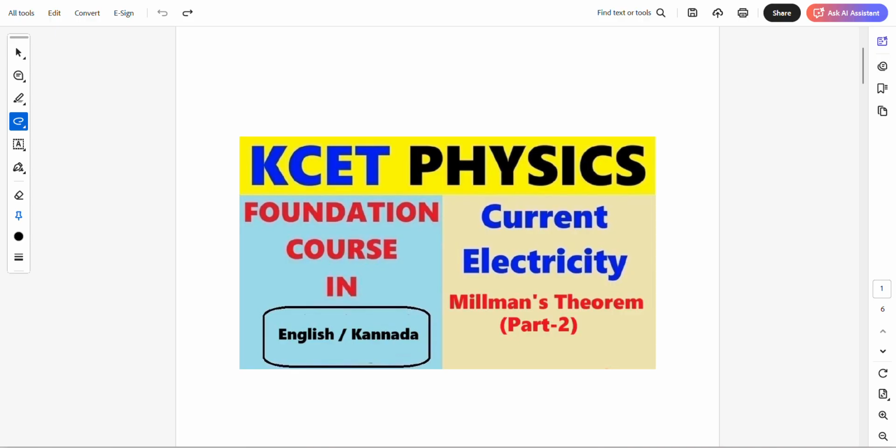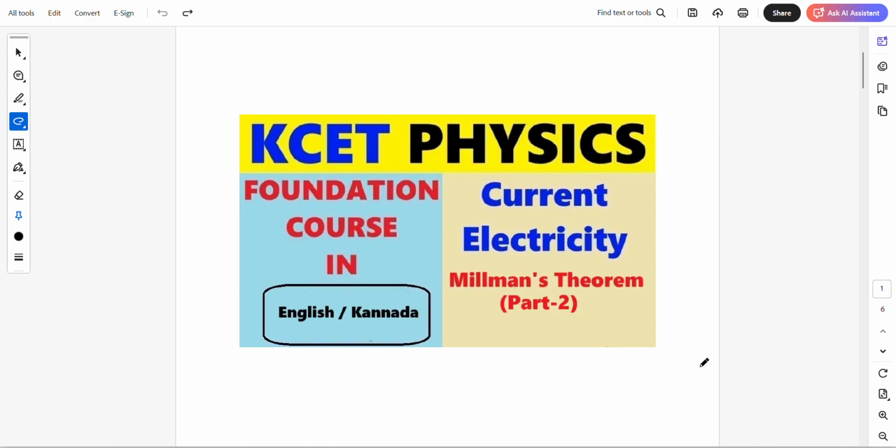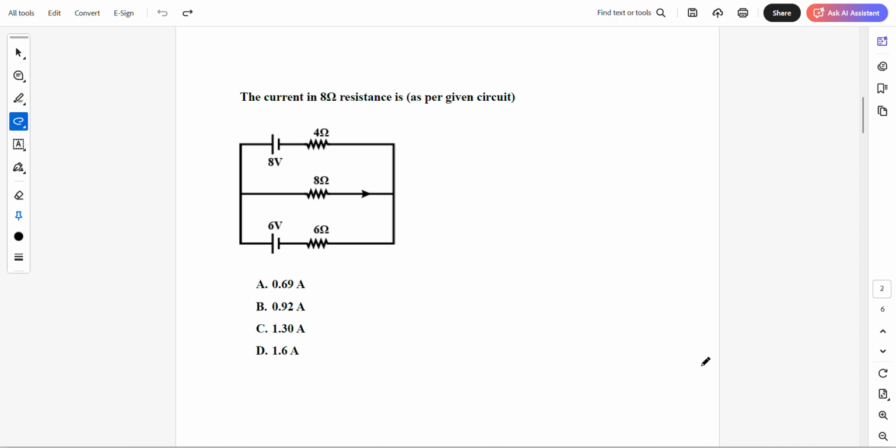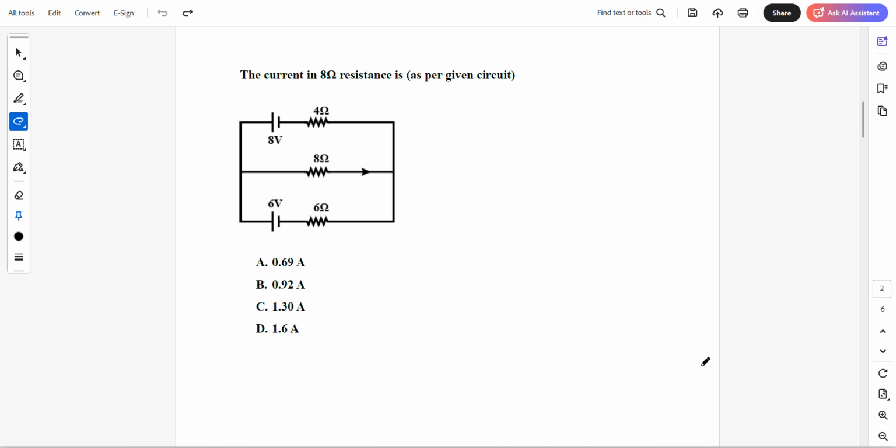Today we will look at problems on Millman's theorem in the Current Electricity chapter. This is part 2. I have told you already that Millman's theorem consists of multiple loop and multiple battery circuits, where we need not apply Kirchhoff's current law and Kirchhoff's voltage law directly. We will use Millman's theorem to calculate whatever they have asked in the circuit.